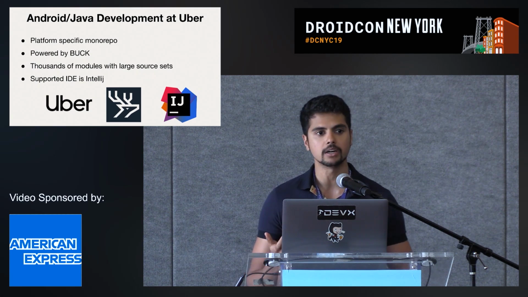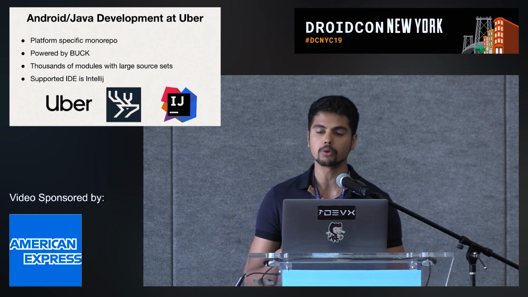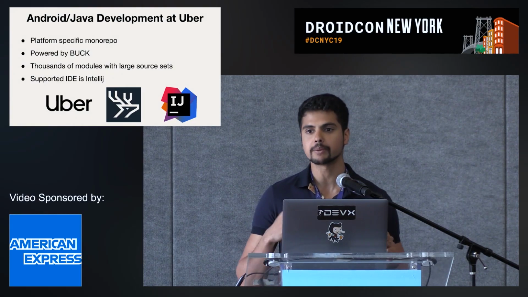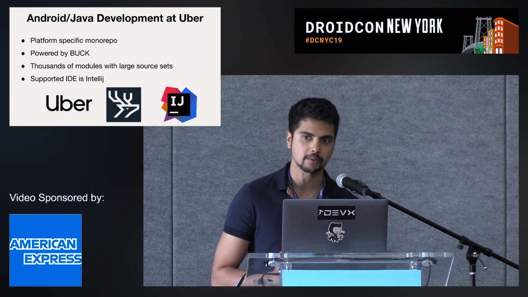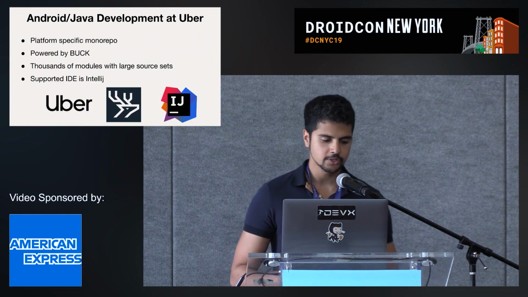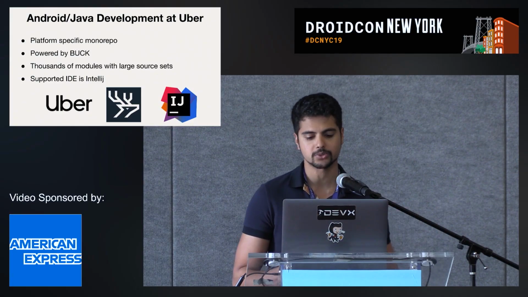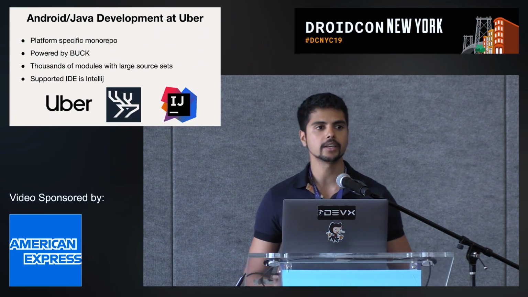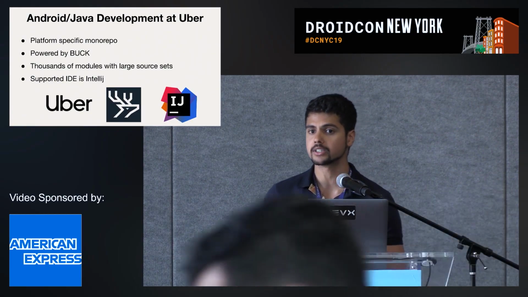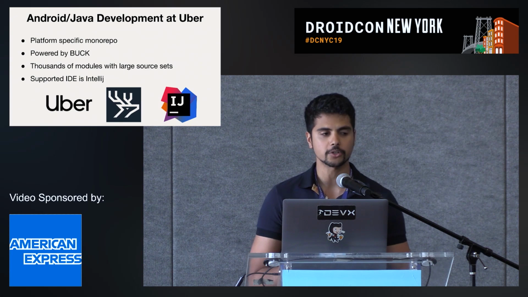Buck is actually a parallel build system that encourages creating small, reusable modules so that it can build these modules in parallel and then finally package them into the APK that we have in our app. Because of this paradigm, our source code in our monorepos is thousands of modules with a large source set to follow.